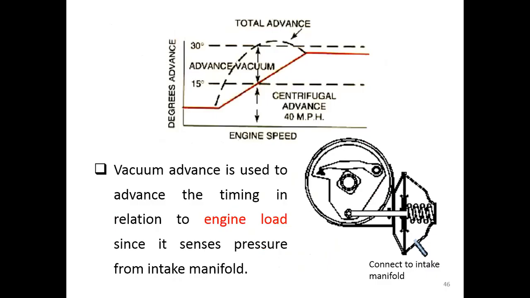This gives you the pictures of how these two mechanisms work together. For the centrifugal advance, it gives you an increase in the degree of advance linearly, because it is proportional to the engine speed. For the vacuum advance, it gives you a curve like this. When you add these two together, this is what you get. The total advance is shown like this.